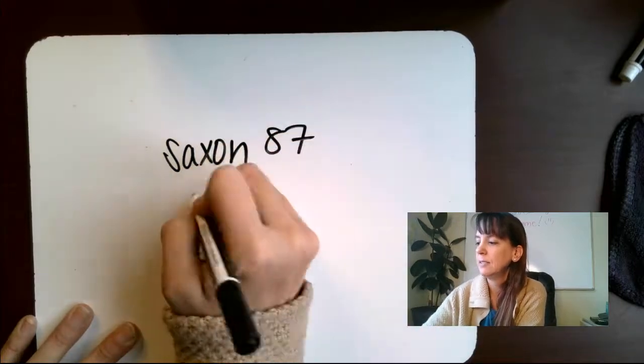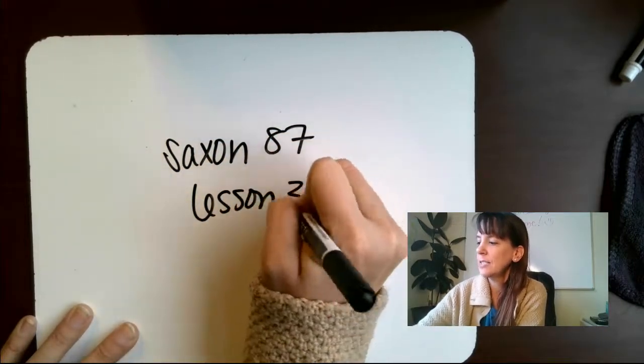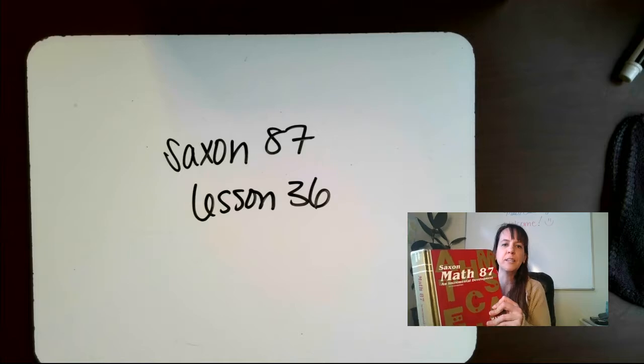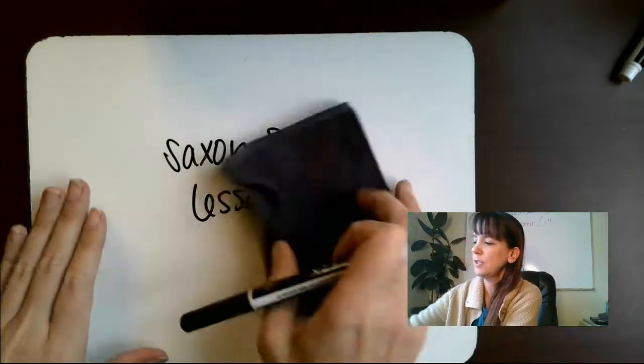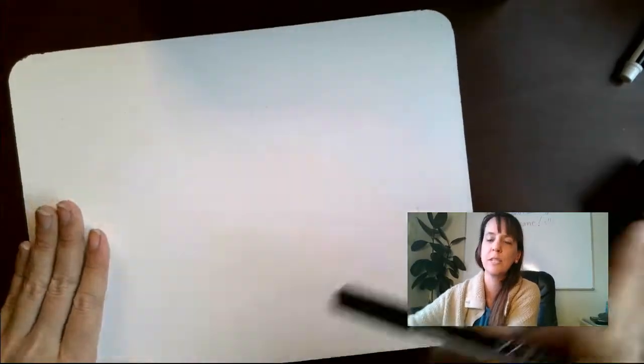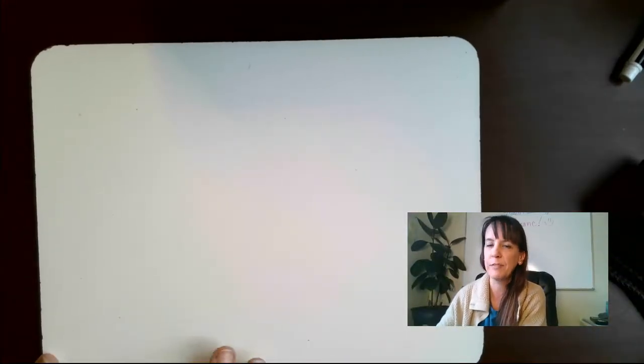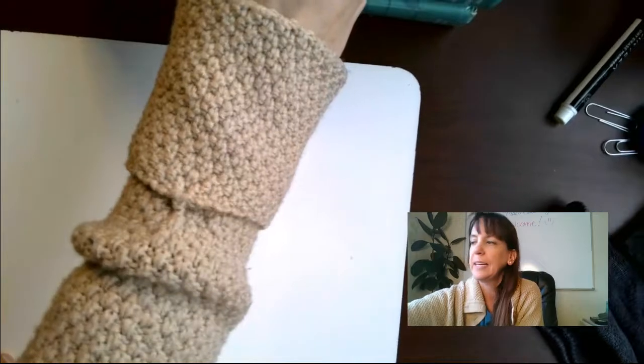Saxon 8-7, lesson 36. If you're following along at home, second edition, math 8-7. We are on page 212. If you're in my class, you need to be using this time to write down your notes in the notes section of your binder. So we're going to be talking about ratios today.